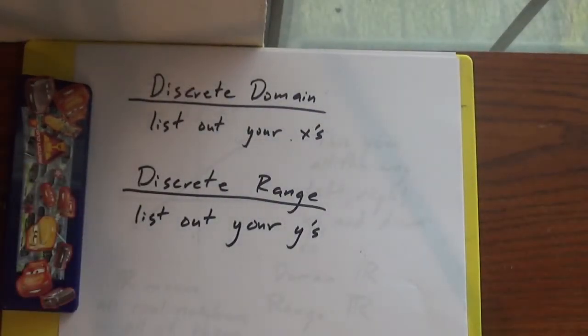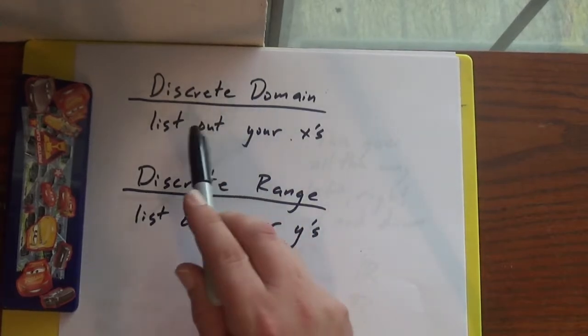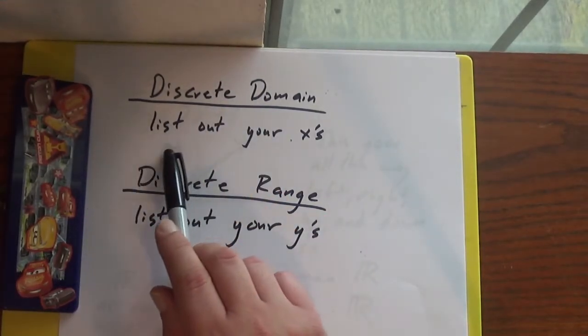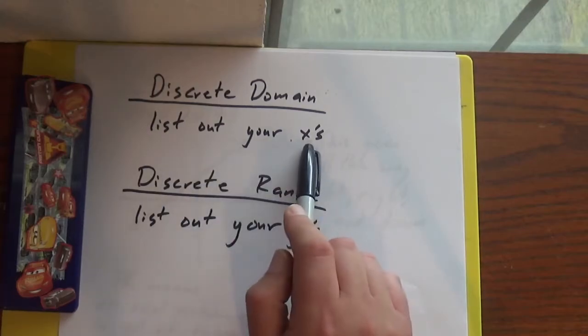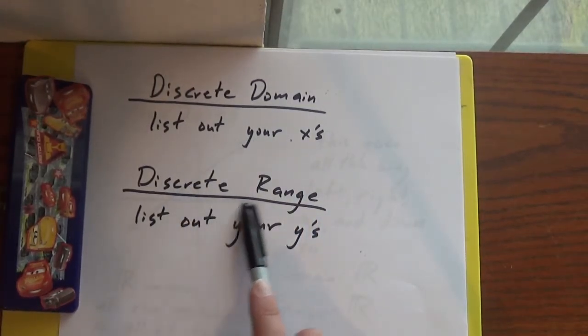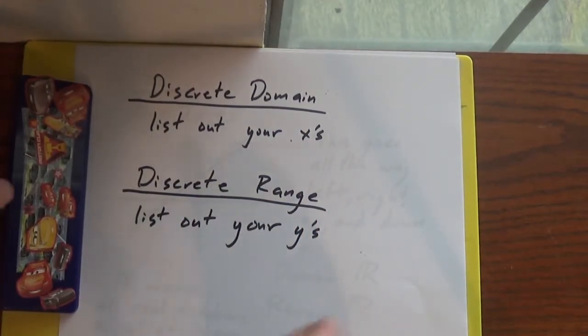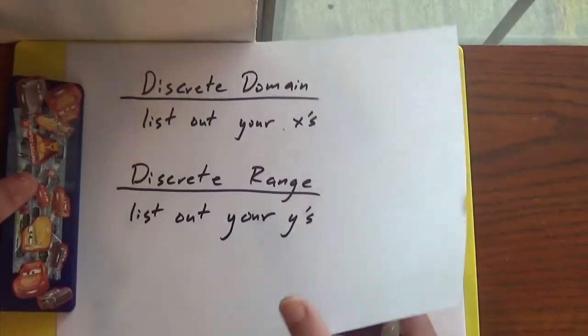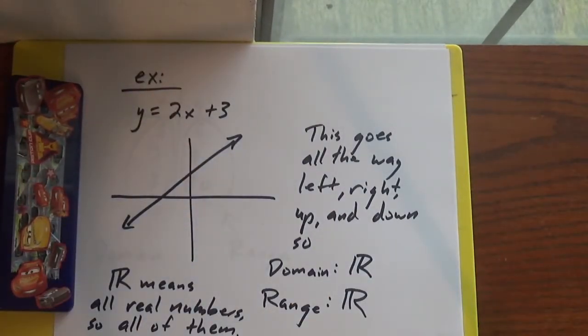Now, if it's discrete, our domain's going to be different. We're just going to list out what the x's are. And for discrete range, we're just going to list out what our y's are. Some examples of this.